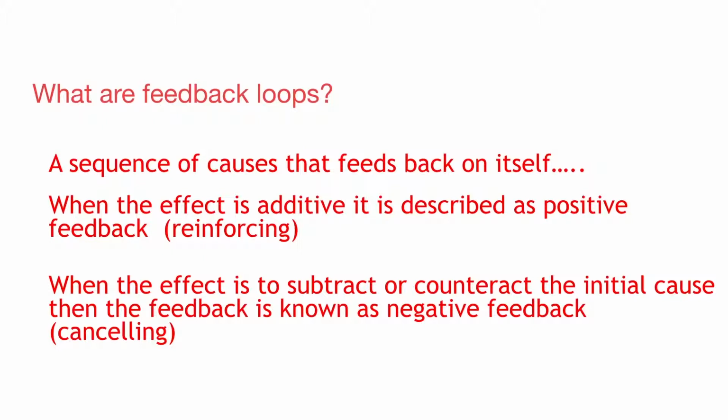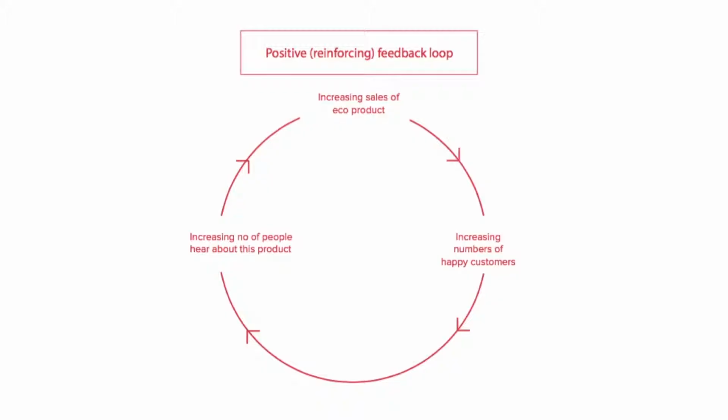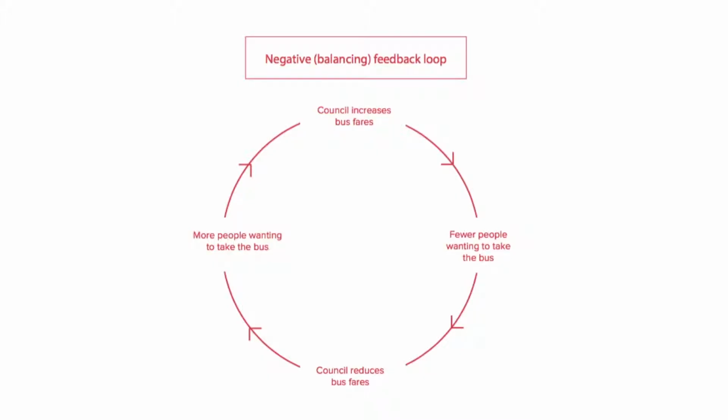There are some instructions on our toolbox that you can use to try it, and also some examples as well. So what are feedback loops? They're a sequence of cause and effects that feed back on themselves. And when the effect is additive, it's described as positive or reinforcing. And when it's negative, then it's stabilising, because it cancels things out.